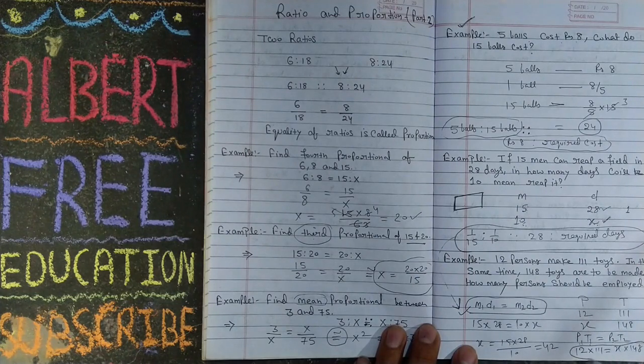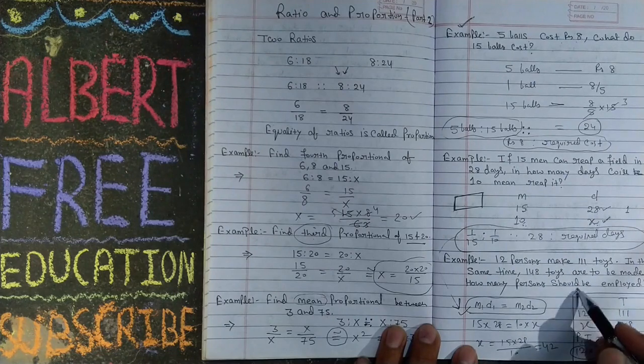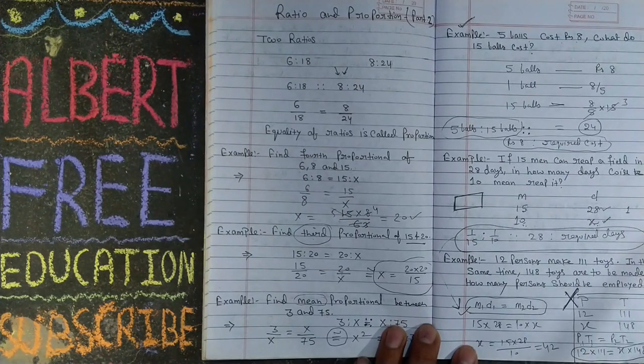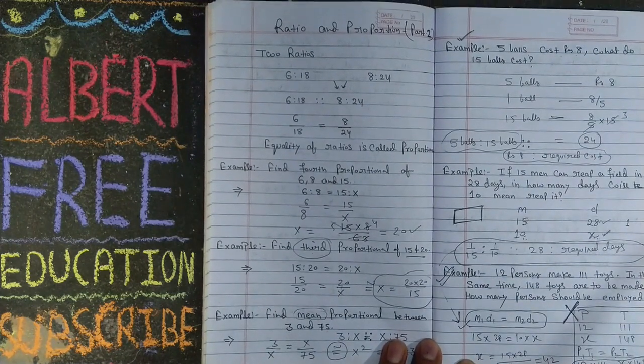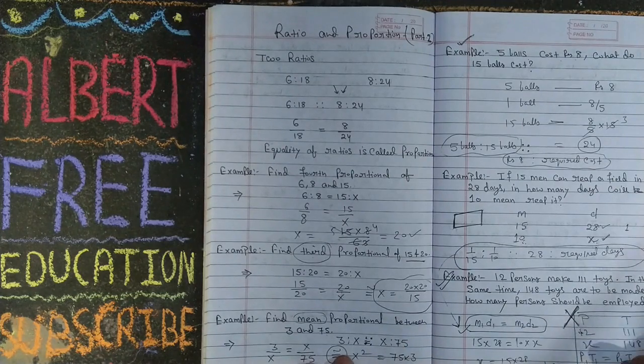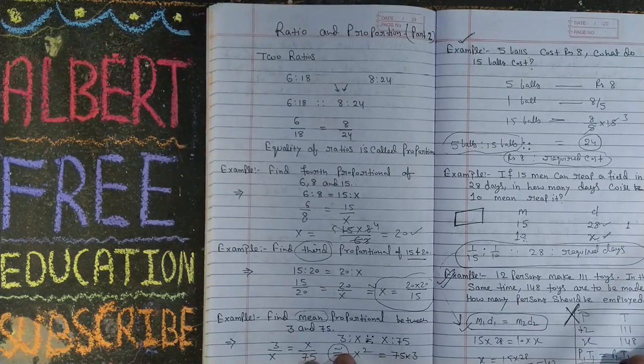Now why is this the wrong answer? Many students will solve it in this manner, but this is wrong. Why is this wrong? It will be explained in the next question. After that I will solve it and show why this is wrong. Now we are coming to the next question, then we will solve this question again.